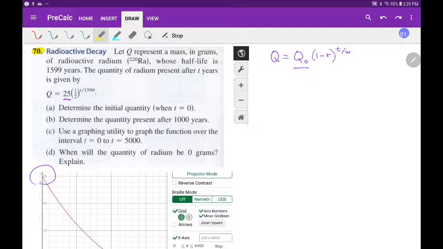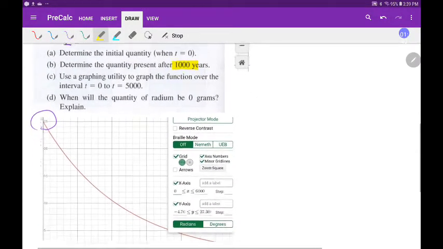And they're telling us what the wait time is. The wait time is 1,599 years. Is that all? Okay, so you'll need to graph it to determine, or plug in 1,000 years to see how much is left. There'll be a certain amount left. You could try to read it off the graph.